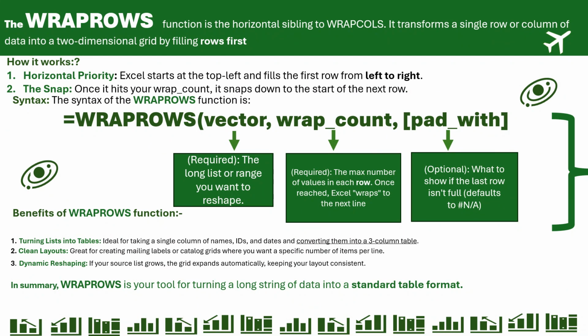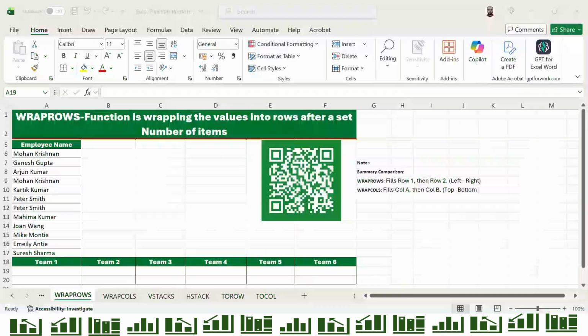It's a dynamic reshaping. If your source list grows, the grid expands automatically, keeping your layout consistent. In summary, WRAPROWS is your tool for turning a long string of data into standard table formats. So now let's learn it practically. Let's move on to Excel.